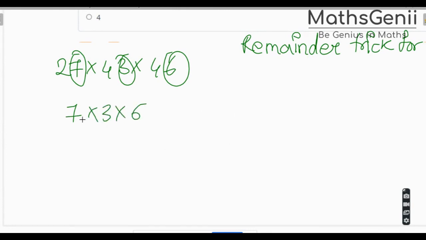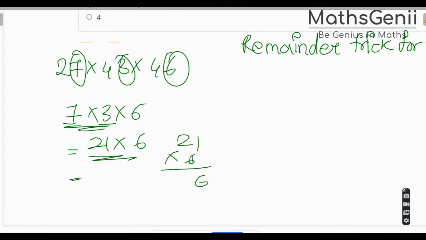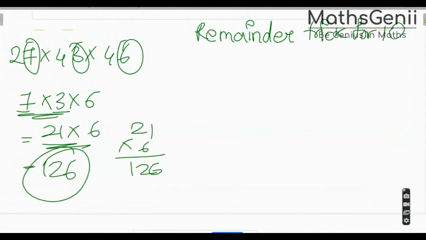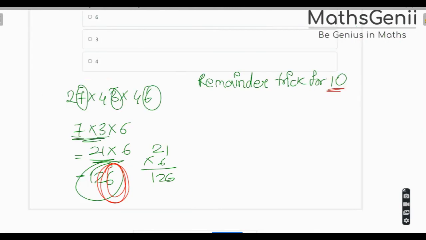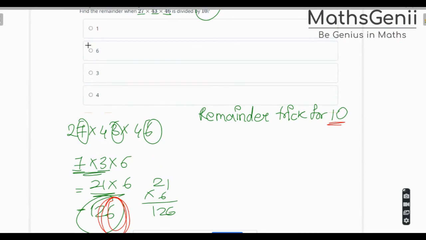7 multiplied by 3 multiplied by 6. Multiply last digits. 7 3s are 21. 21 6s are, if you don't know how to calculate, 6 1s are 6, 6 2s are 12, so 126. Last digit multiplication is 126. Now you have to find the remainder if divided by 10. Anytime you have 10, whatever is the last digit is your remainder. Last digit is 6. Your answer is 6. As simple as that. It's a trick.